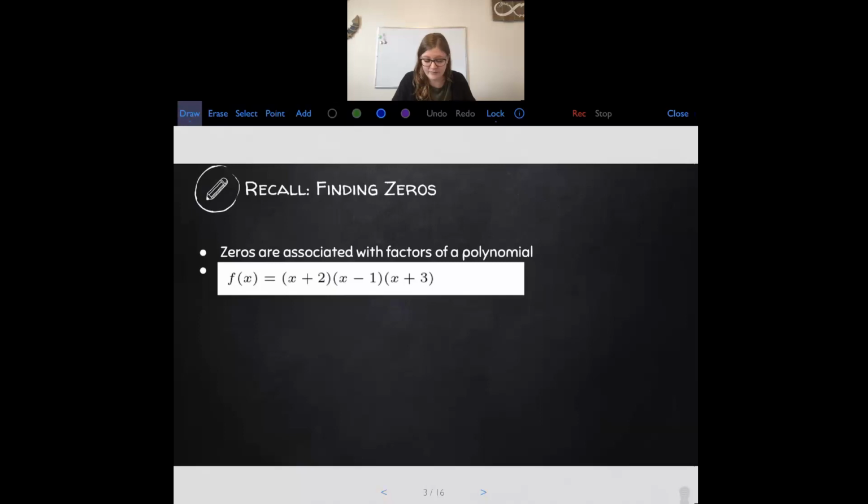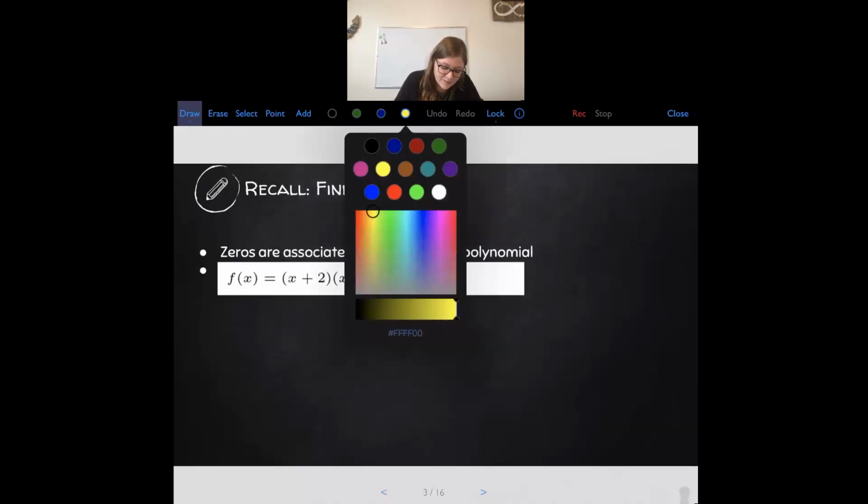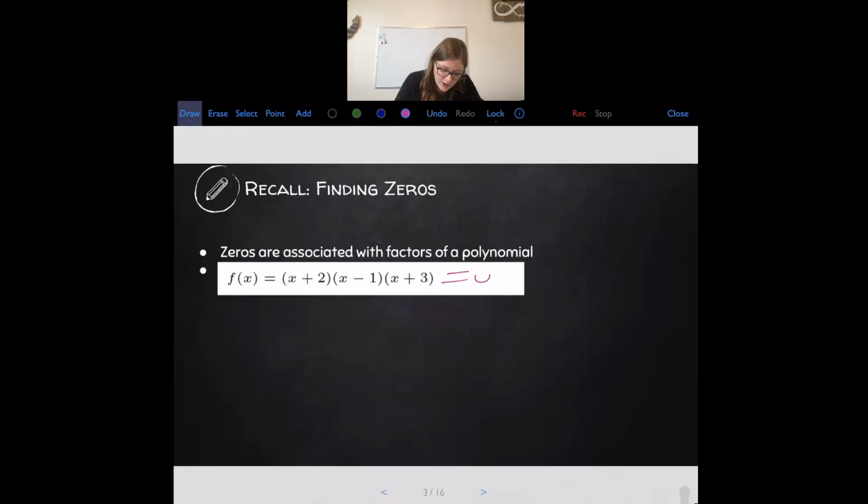So if we have f of x is equal to x plus 2 times x minus 1 times x plus 3, if we were to find the zeros by setting this equal to 0, we would have x plus 2 equals 0 to give us x is negative 2. We'd have x minus 1 is 0, which gives us x is 1. And we'd have x plus 3 is equal to 0, which gives us x is negative 3. Okay, so if you're given the zeros, you can work backwards to find the factors.